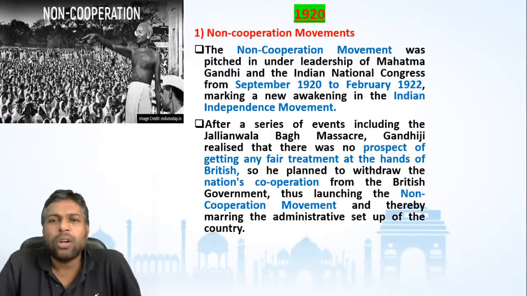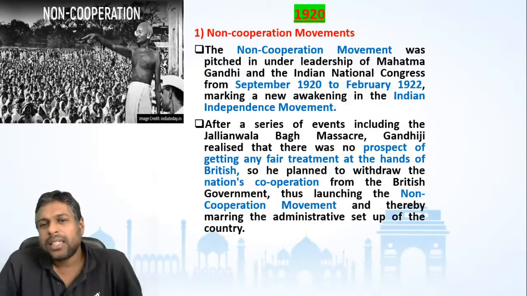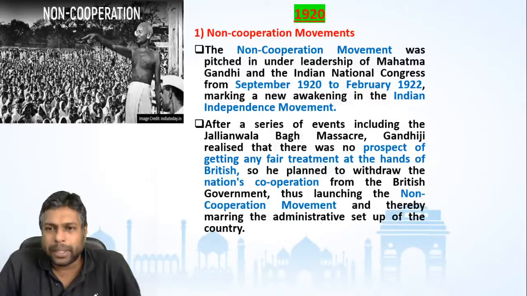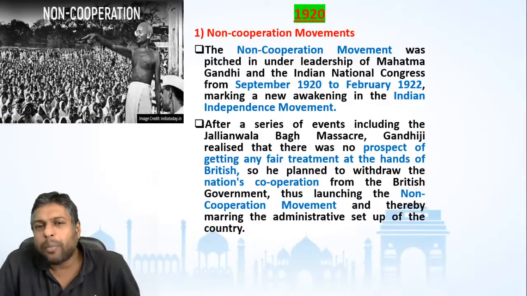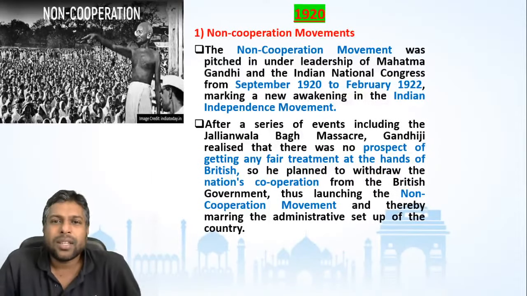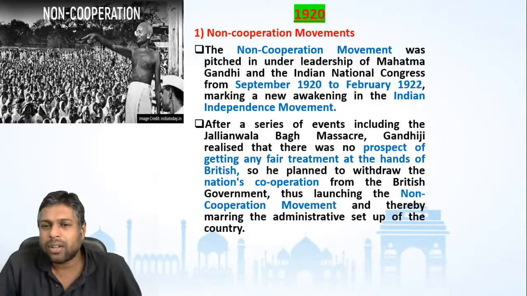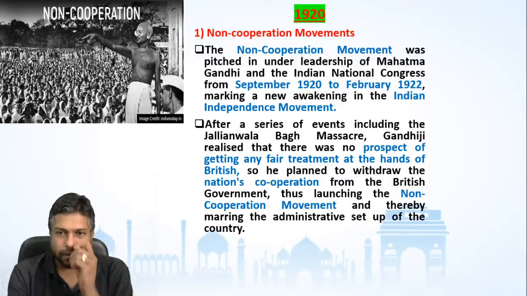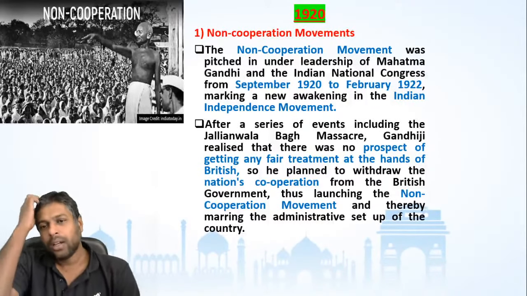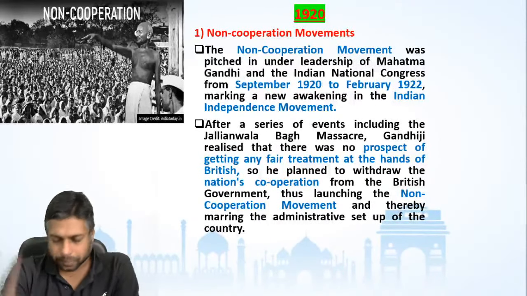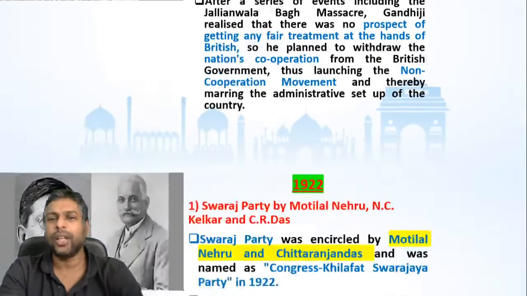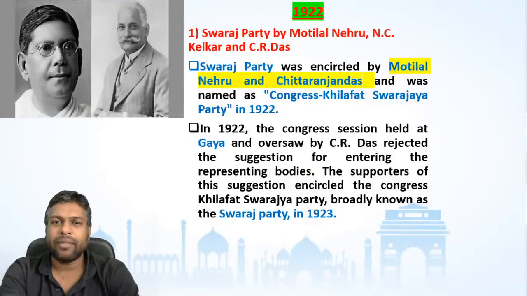And then we have the non-cooperation movements, not just in one place but in many places, right? And the final trigger point was of course Jallianwala Bagh, after which Gandhiji created and launched this massive movement, where we will not cooperate with the British. We will not do any cooperation.